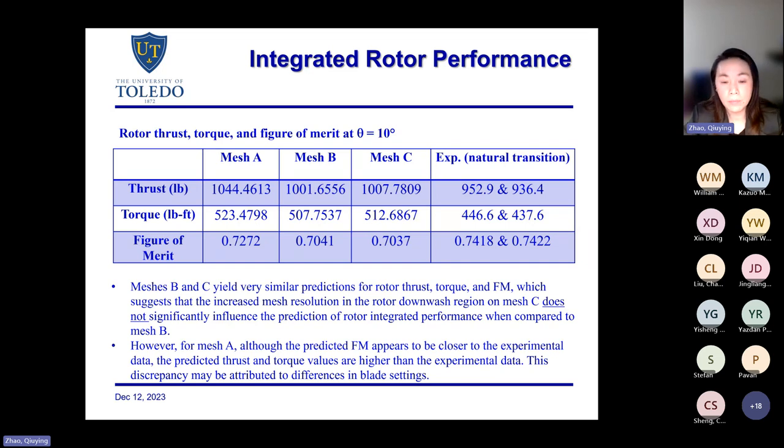But for mesh A, even though we obtain a good prediction of the figure of merit close to the experimental data, however, if you look at the value of the thrust and the torque, for this refined mesh A, we have over-predicted the thrust and the torque comparing to the experimental data. So that might be due to the different settings of the blade. The reason is mesh A has no tilt angle and lag effect. However, the experiment might involve the tilt angle and the lag effect.